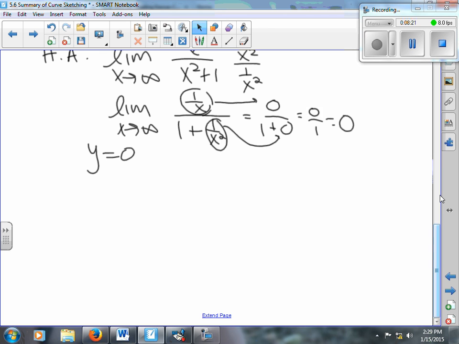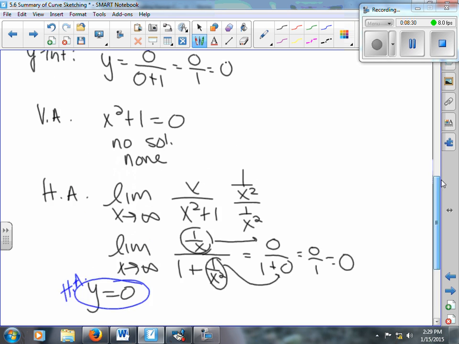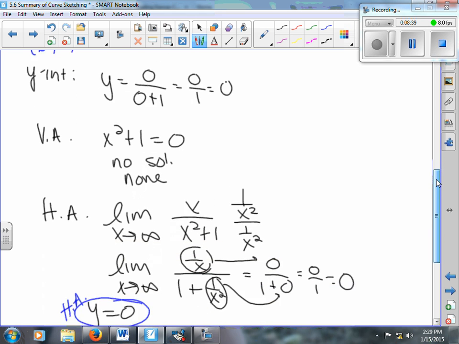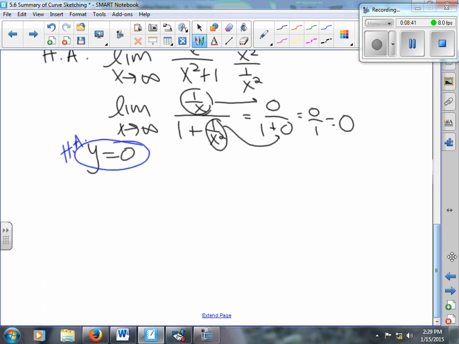Okay, so let me just highlight some important things we've discovered so far. One, we have a horizontal asymptote at y equals 0. There are no vertical asymptotes, and we have an intercept of (0, 0). And the domain is all reals. So we don't know all that much yet.